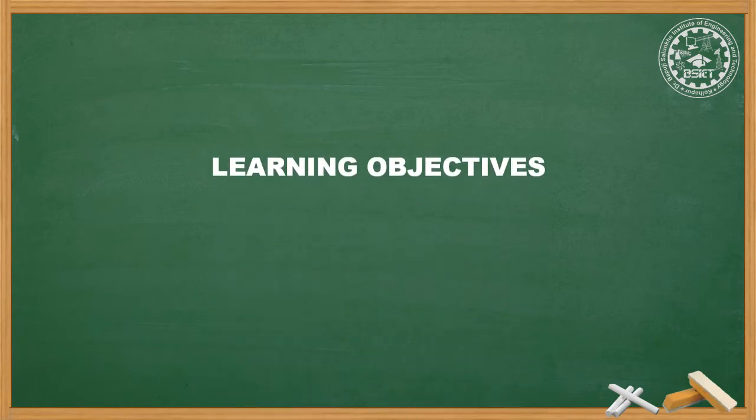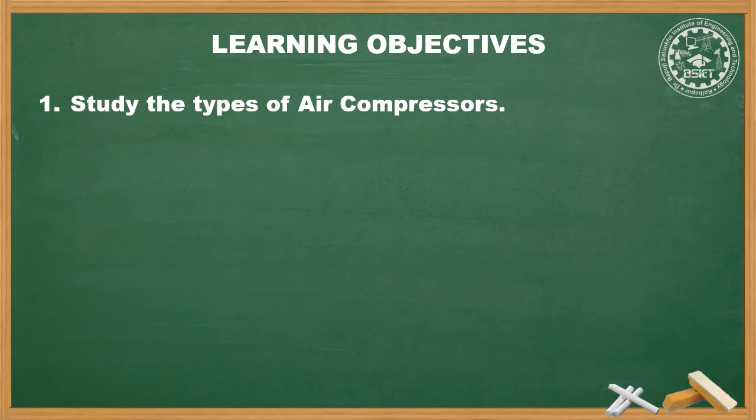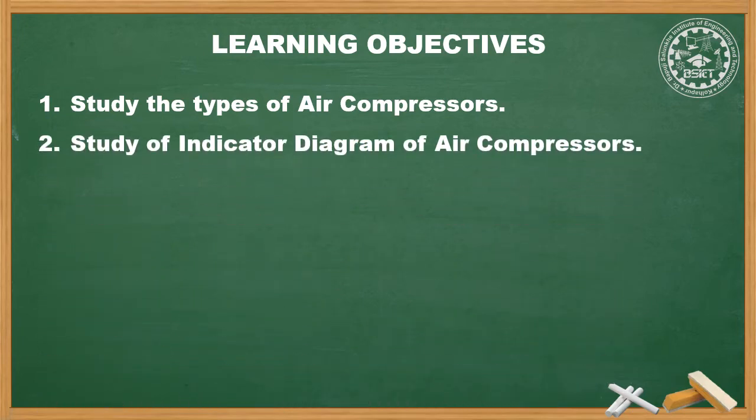The learning objectives for today's session are: number 1, study of different types of air compressors. In today's session we are going to study what we mean by an air compressor and its different types that you are going to learn in this whole chapter. And second, study of the indicator diagram of air compressors. Air compressors also have an indicator diagram, based on the PV and TS diagrams, according to the working, which we are going to study in today's session.